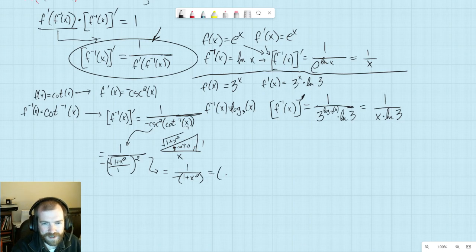All right, so this is the cotangent inverse of x, prime.